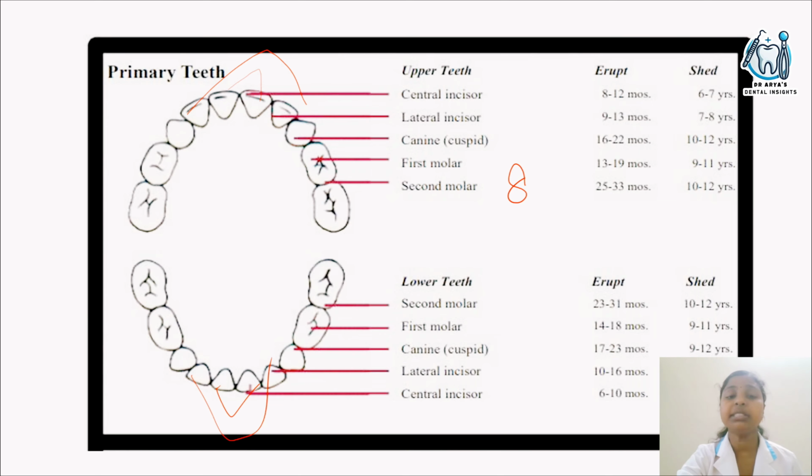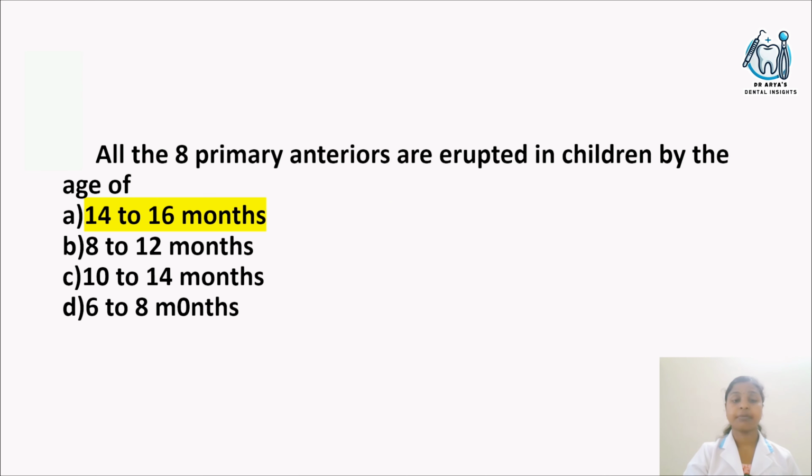So upper central incisor and lateral incisor, it is 9 to 13 months. Lower central incisor and lateral incisor, it is 10 to 16 months. So central incisor lower 6 to 10 months, lateral incisor 10 to 16 months. Okay. And upper central incisor 8 to 12 months and lateral incisor 9 to 13 months. So it is roughly 14 to 16 months.